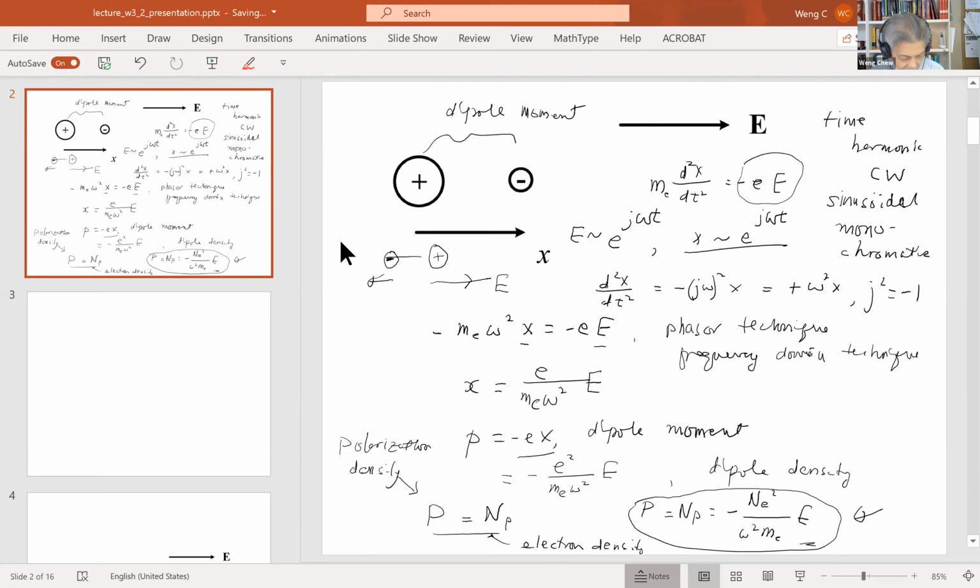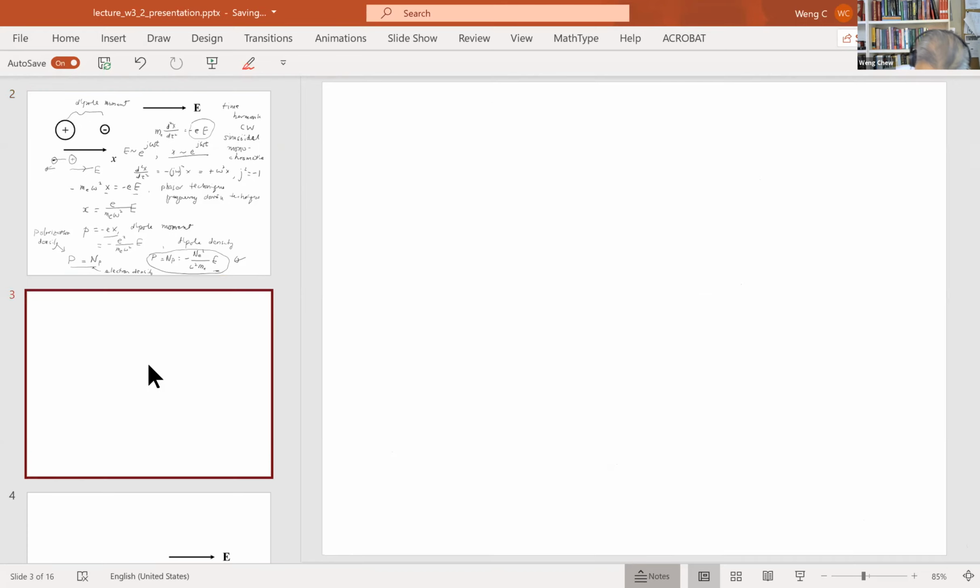And now we are ready to plug in and find out what happens. If you go to this slide and say that D is actually the vacuum part plus P, and P we just figured out what it should be. It should be minus N e square over omega square m_e, times E.